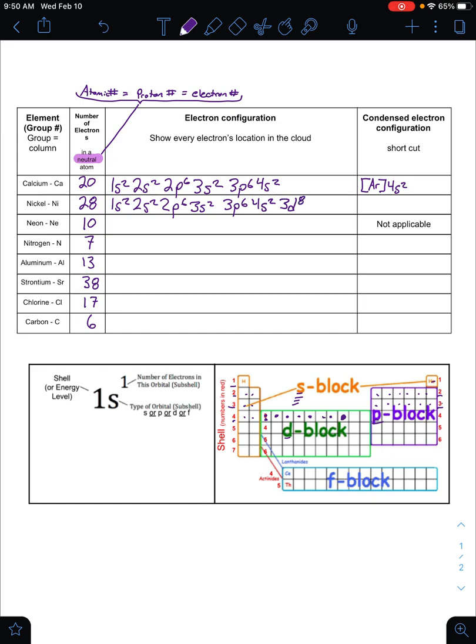And argon is still our closest smaller noble gas. So brackets, argon, close brackets, 4s2, 3D8.